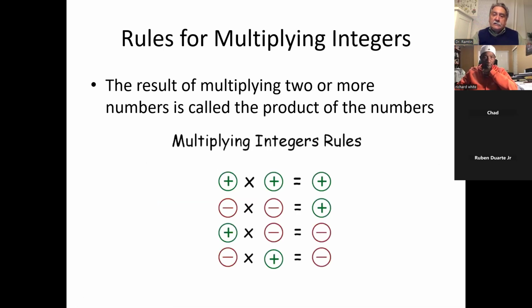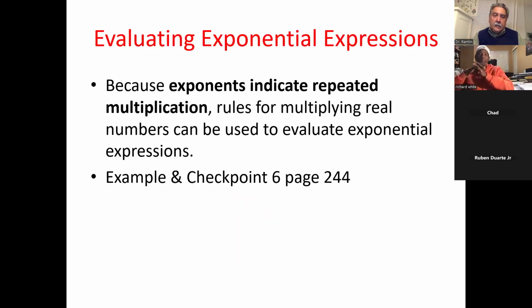For multiplication, as I mentioned, if they are the same sign, positive times positive is positive, negative times negative is positive. If they are mixed in any way, the answer is always negative. An exponent indicates repeated multiplication. So rules for multiplying real numbers can be used to find an exponential expression. Let's go to page 244 one more time.